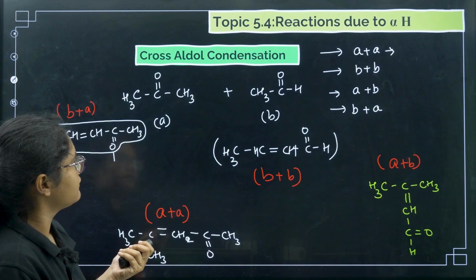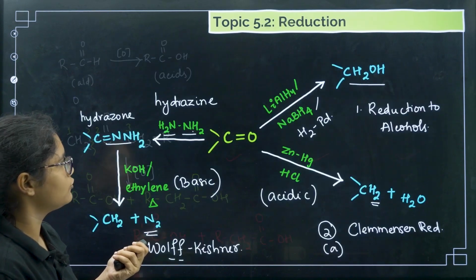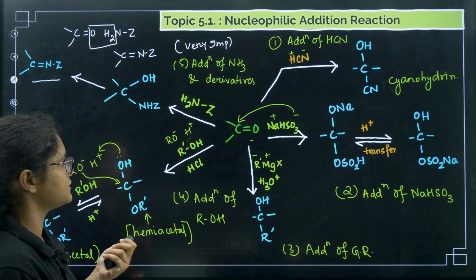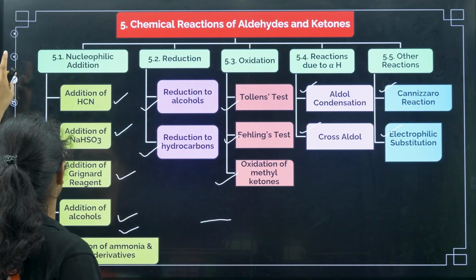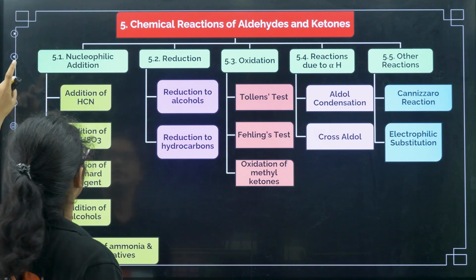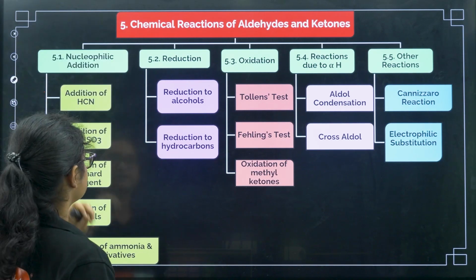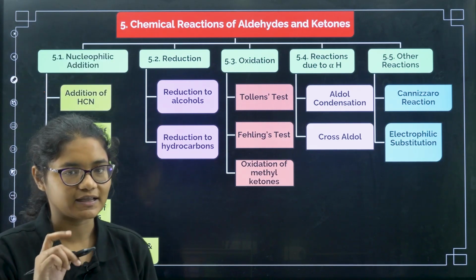So now we are done with all the reactions. So now it's time to make a quick revision of the reactions that we have studied. Okay, in the main sheet here, we'll revise all the reactions. I'll erase all the ink. First one, addition of HCN. What was the product? Cyanohydrin.